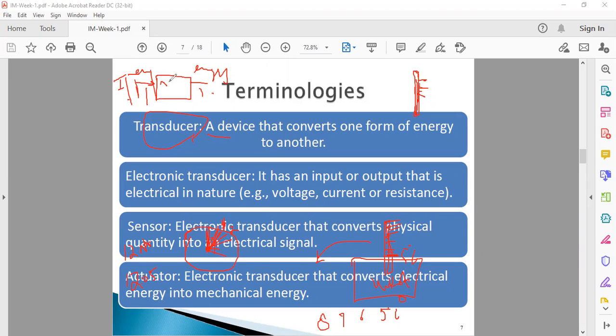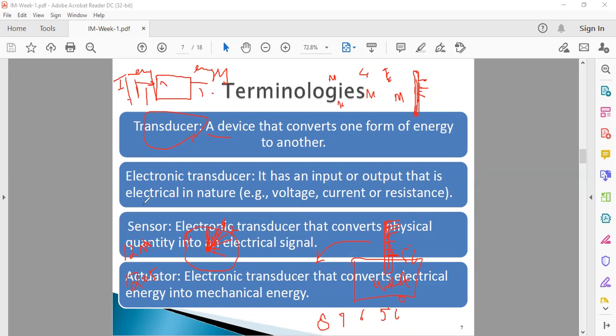Similarly, the voltmeter is converting the electrical energy to the mechanical, because the deflection or the movement of the needle is the mechanical energy. So for example, the generator is converting the mechanical energy into electrical energy, and the motor is converting the electrical energy into the mechanical energy. So all these are the transducers.